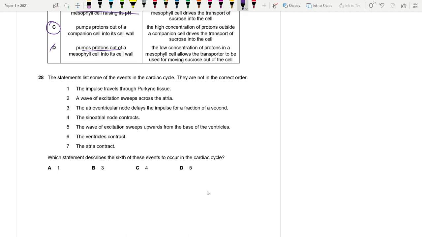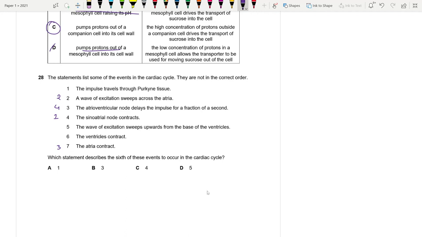At first, the sinoatrial node will contract. Then a wave of excitation sweeps across the atria. Do you understand? Then the atria will contract. Now the atrioventricular node will receive the impulse and delay it for a fraction of a second so that the atria can empty.